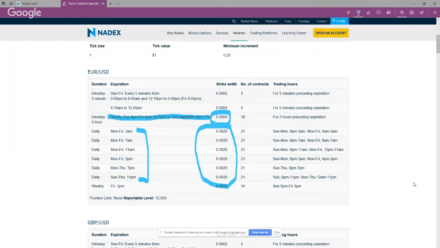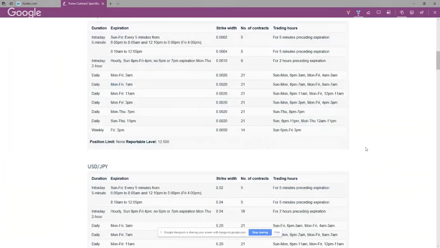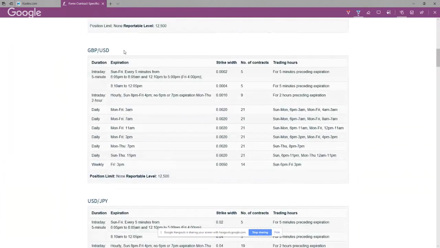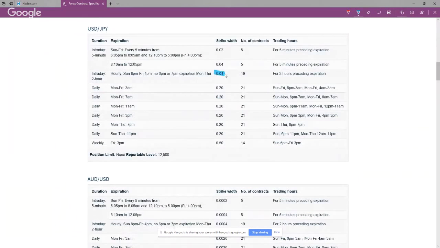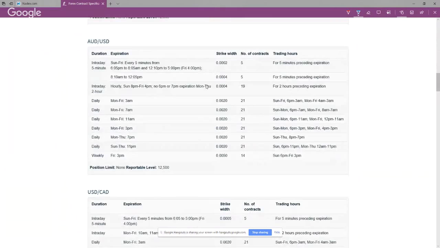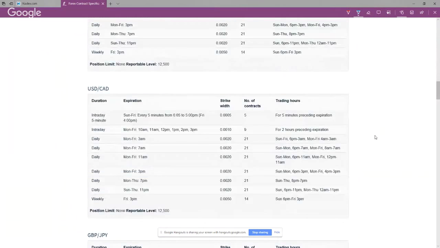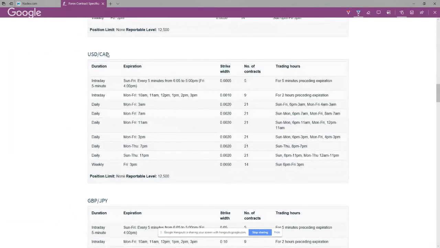That simply means that every 20 pips, there's going to be a strike available. But again, each currency is different. For example, the British pound dollar, if you notice this one, it's a 10 pip strike. The USD JPY, 4 pip. The Aussie dollar, 4 pip. But then when you come down to the US CAD, it's a 10 pip strike.